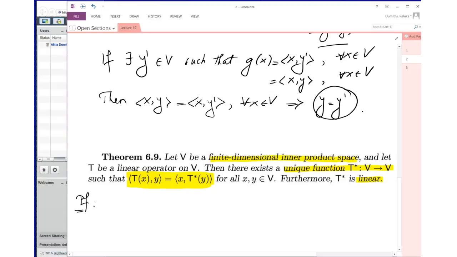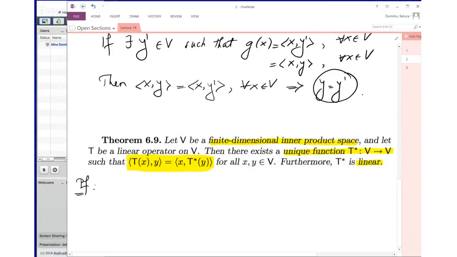So basically, what the star does is you can move it from one argument of the inner product into the second argument, right? By putting the star there. So you leave x by itself and move T over to y with a star, right? It just moves from left to right, and that's pretty nice what happens there. Let's see how this works.